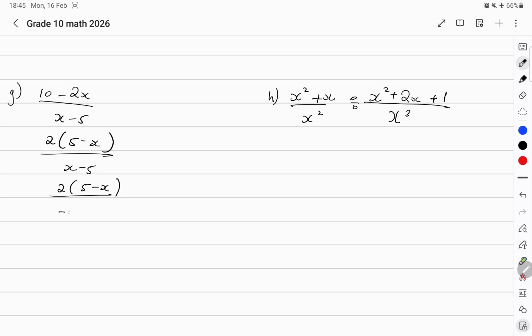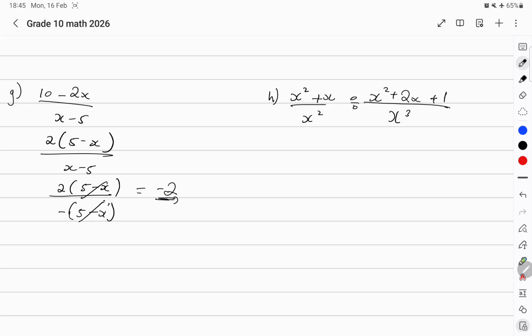Therefore, I'll have a negative open bracket. If I have a negative, I'm going to have a 5, which is now positive, and the x, which is now negative. Because if we were to use the distributive law, the negative will multiply the 5, giving us negative 5, and the negative 1 will multiply the x. So my denominator and my numerator now can cancel. Therefore, my answer becomes negative 2. Negative 2 becomes my solution.